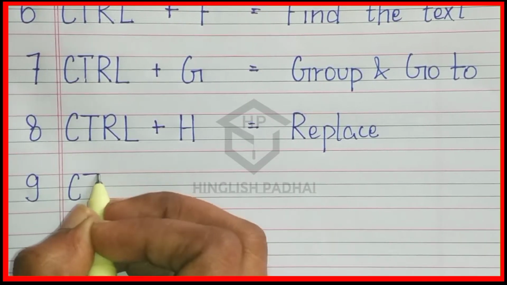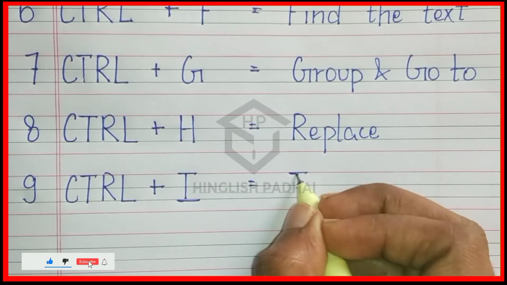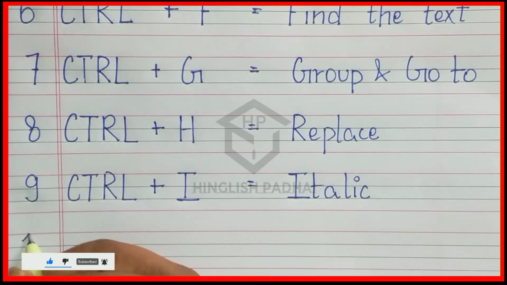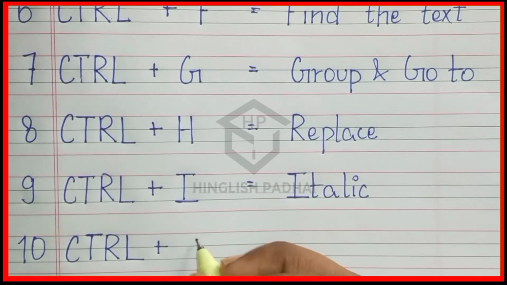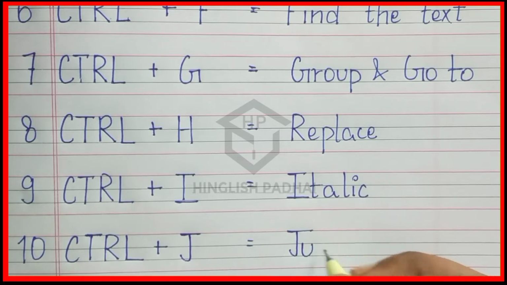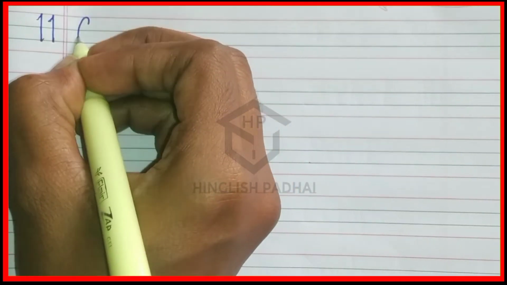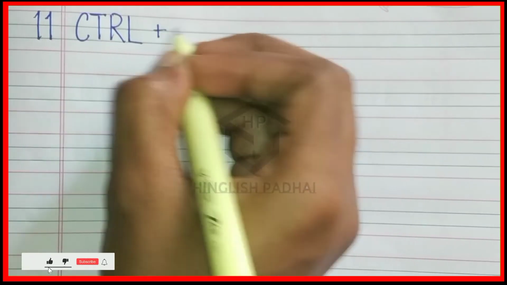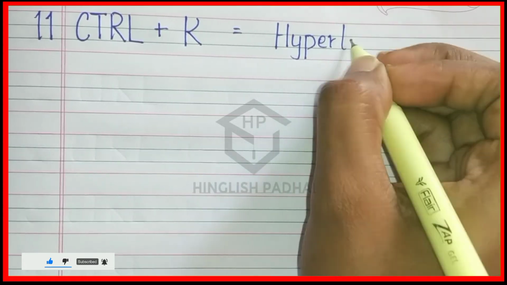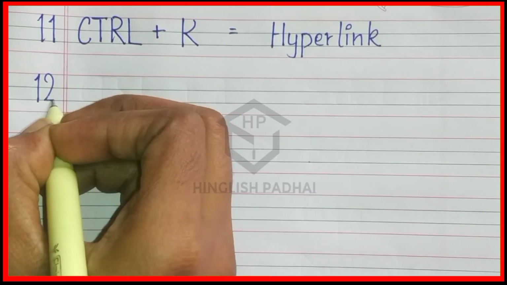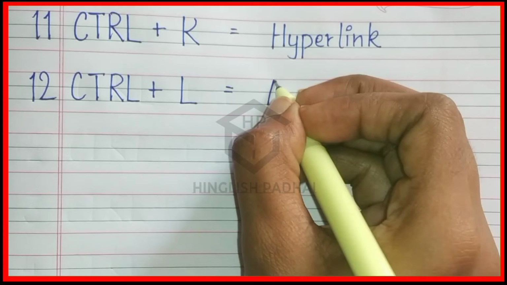Ninth, Ctrl+I is equals to italic. 10th, Ctrl+J is equals to justify. 11th, Ctrl+K is equals to hyperlink. 12th, Ctrl+L is equals to align to left.